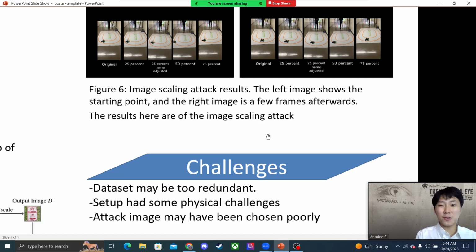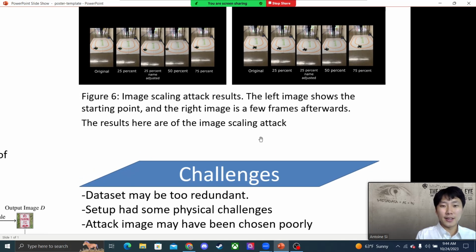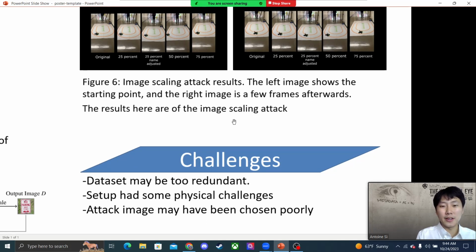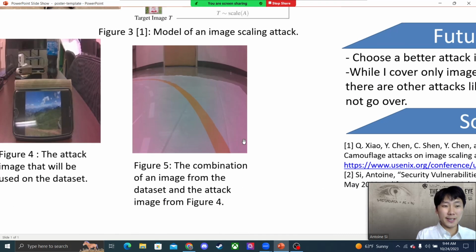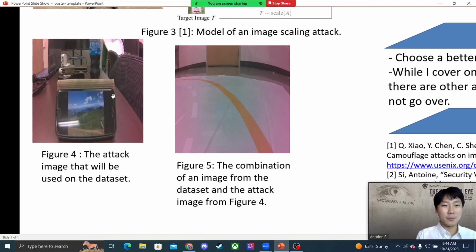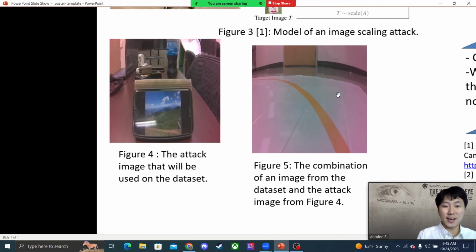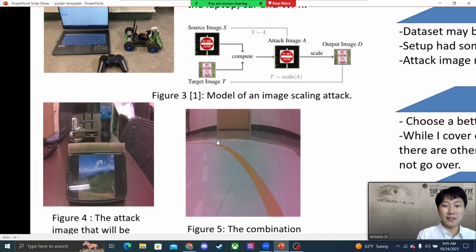The setup also had some physical challenges, like early on, when I tried to assemble the car, and we ran into some issues such as certain parts not fitting. We had to contact the manufacturer to get new parts, and the attack image may have been chosen poorly. The attack image I chose here was some image that would have been seen as noise. If I had reversed this image or made this a right turn instead of a left turn, maybe it would have changed how the car saw a left turn, and may have made it a right turn instead.